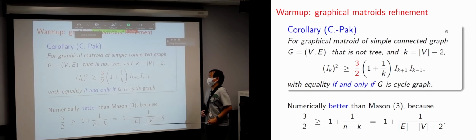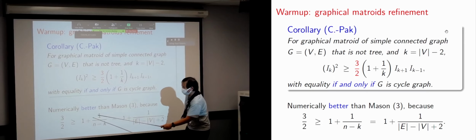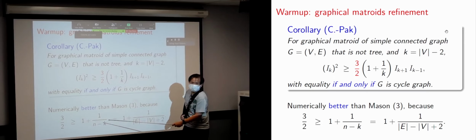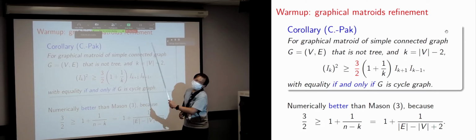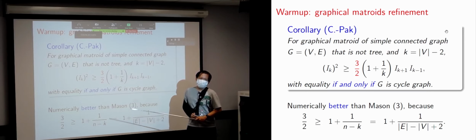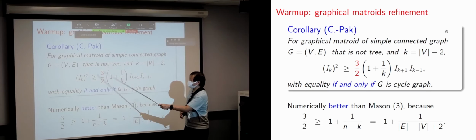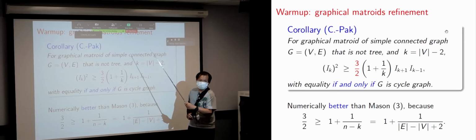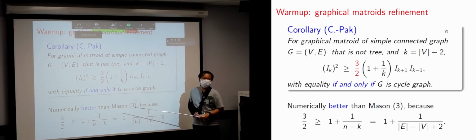In this situation, we can improve the bound from before, which is 1 plus 1 over n minus k, all the way up to 3 over 2. And furthermore, we know that this has equality for a graphical matroid if and only if the graph G is a cycle graph.